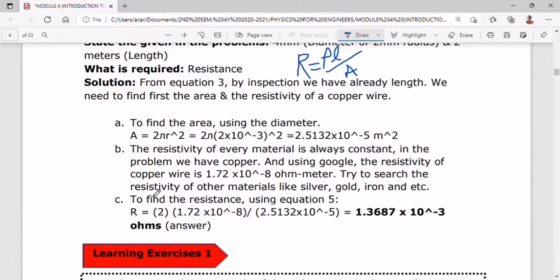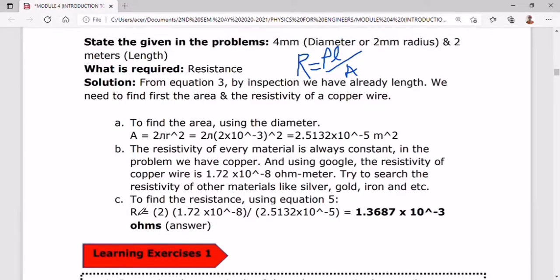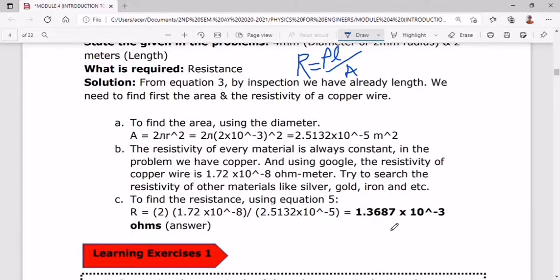Last step is to solve for the resistance using this equation. We have our resistance is 2 times 1.72 times 10 raised to negative 8, this is the resistivity, the length, divided by the cross-sectional area, which is 2.5132 times 10 raised to negative 5. Using your calculator, we could say that our answer is 1.3687 times 10 raised to negative 3. The unit is in ohms, and this should be our answer.